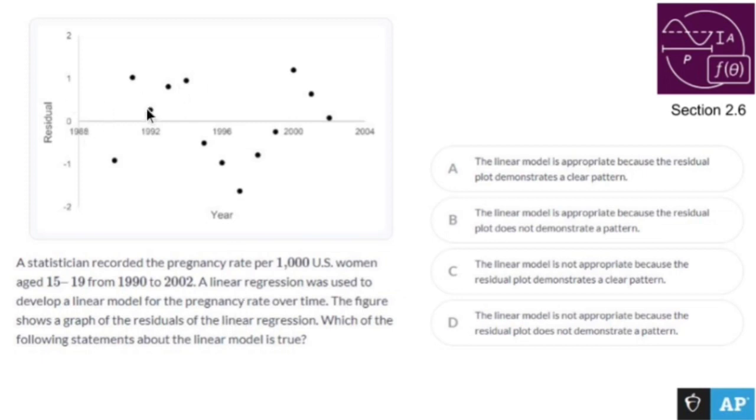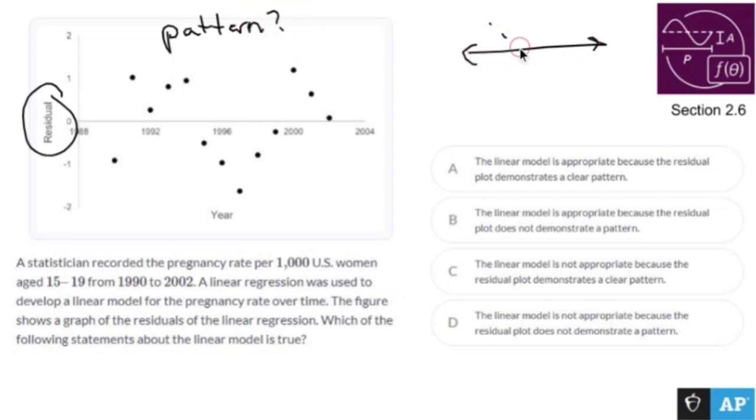Now, looking at these dots, what you're looking for with a residual model is, do you have a pattern? In other words, if I were to give you a residual plot that looks like this, that's a clear quadratic pattern. So when you have a clear pattern, a linear model is not appropriate.